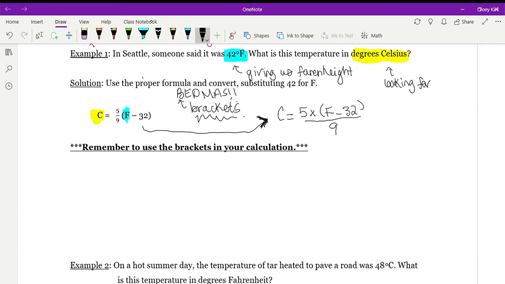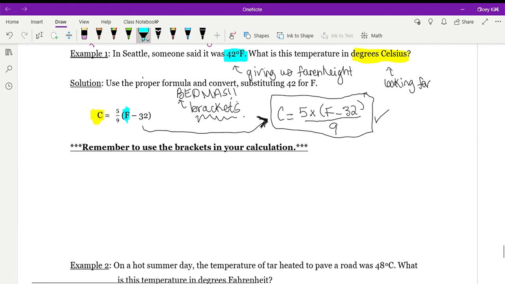For me, this is a little easier to work with because I just don't like multiplying by fractions. But if you do like multiplying by fractions, do it either way you like. The main thing, though, is that you have brackets, and you must remember to do the brackets in your calculation, okay? So they have given us 42 degrees Fahrenheit, and I just want to double check.